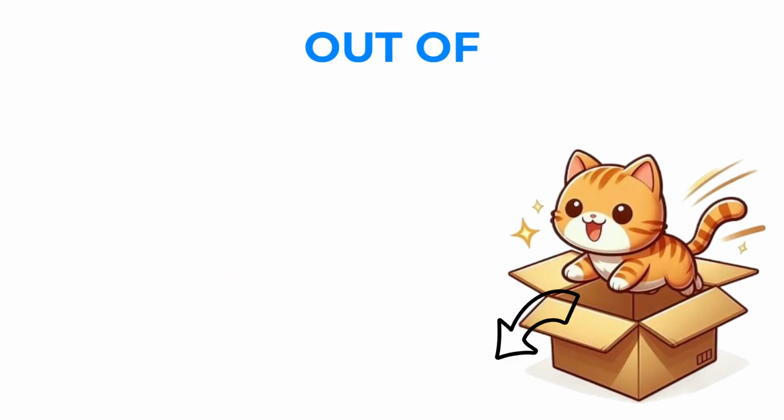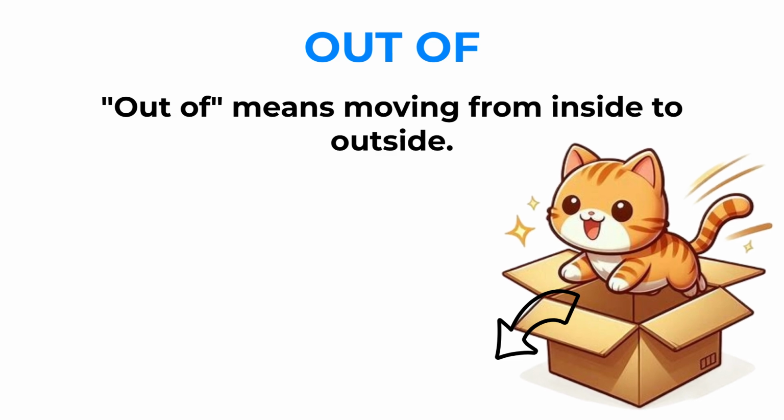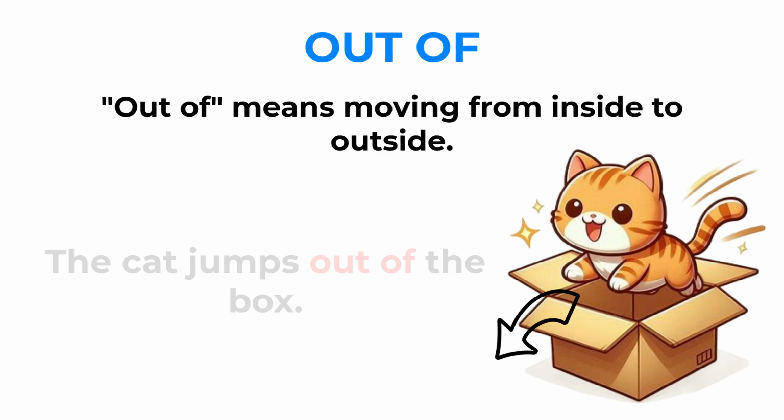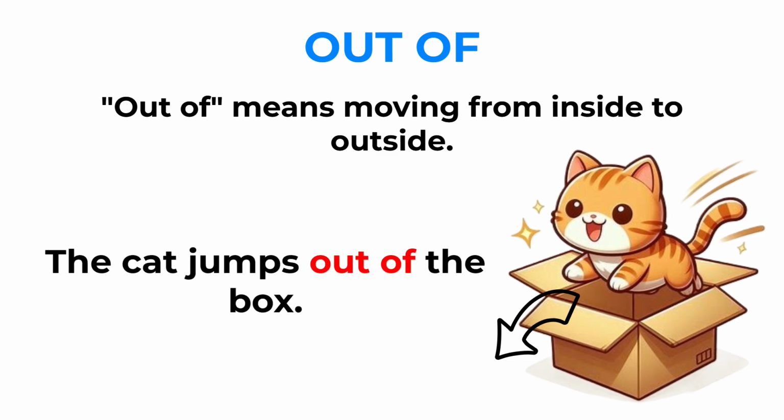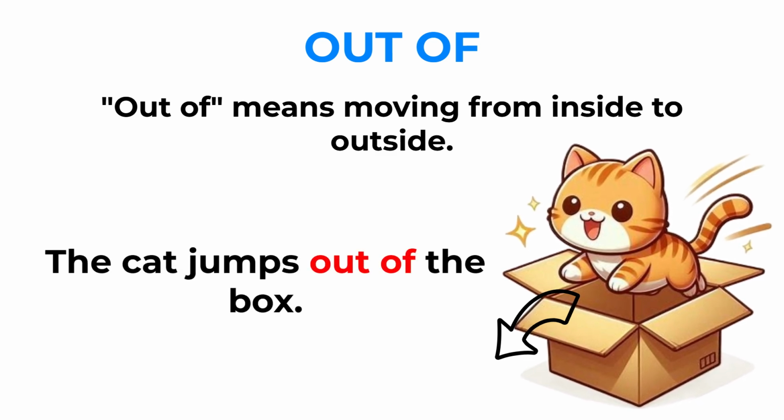Out of. Out of means moving from inside to outside. Now the cat jumps out. Example sentence. The cat jumps out of the box.